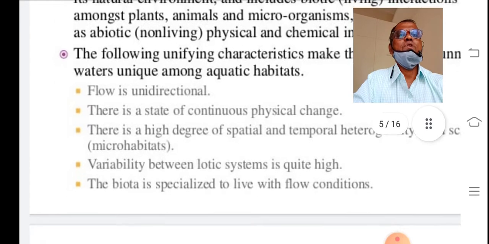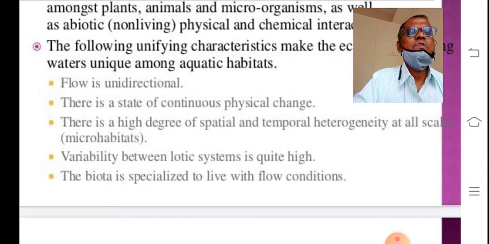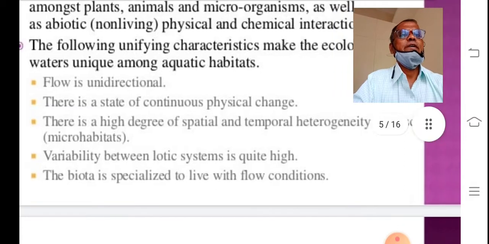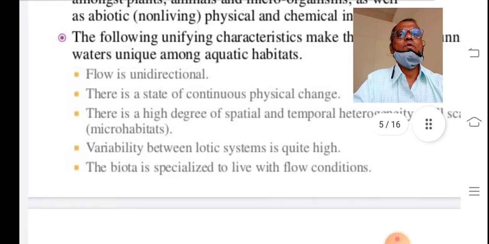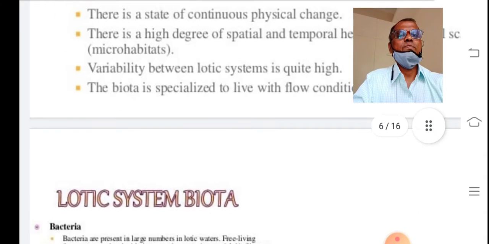Generally, we may say that rivers flow unidirectionally. There is a state of continuous physical change, and a high degree of spatial and temporal heterogeneity. That is, microhabitats, because the habitats develop according to season and the nature of the conditions. So it is called a microhabitat. Then variability is at its maximum from place to place, and the biota is specialized to live with the flow condition. So these are the characteristics of the river.